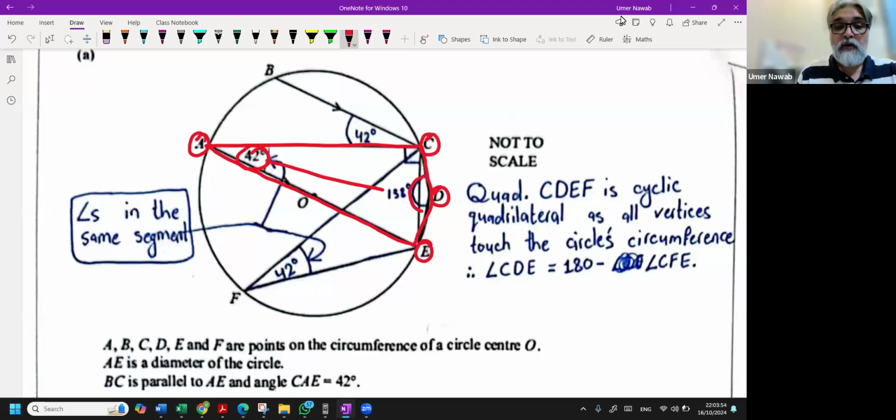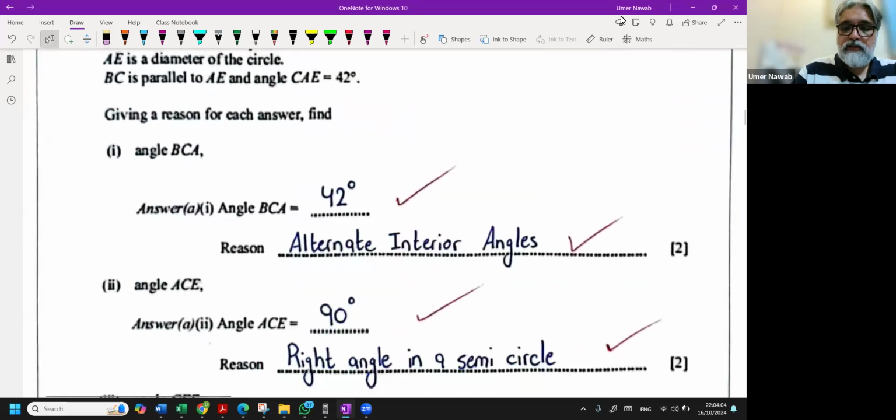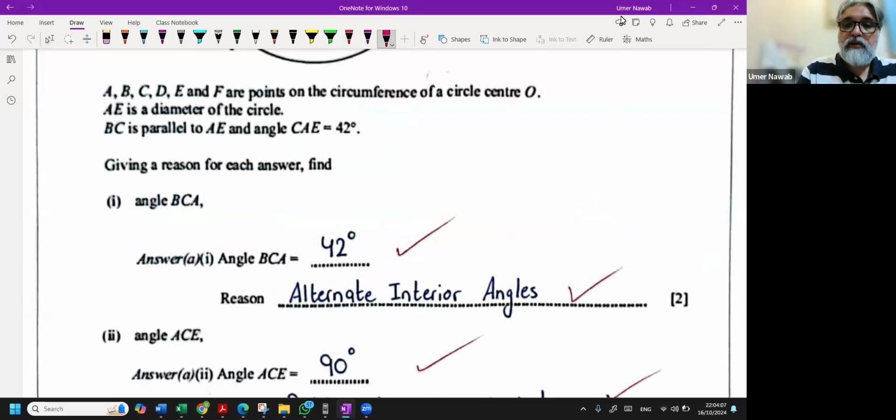So this is also another concept where he brought cyclic quadrilateral inside it. Now we look at the parts. First question is BCA.